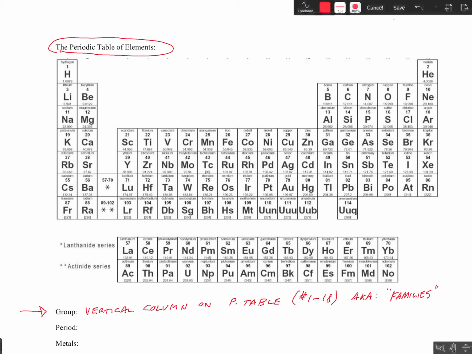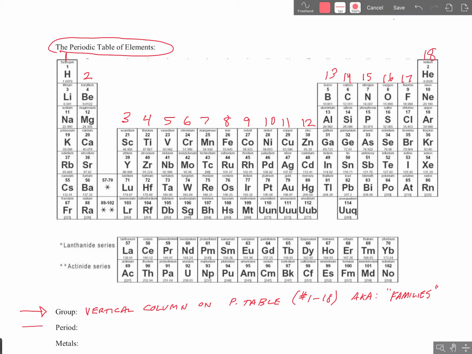So let's go ahead and number our groups. The first element in the first group is hydrogen. We're going to call that group number 1. And then beryllium is at the top of group 2. Scandium, group 3. Titanium, group 4. And then we're just going to go across, and you should end up, if you number it correctly, with 18 groups. So let's go ahead and do that quickly. Boron is at the top of group 13. 14, 15, 16, 17, and 18. Helium is at the top of group 18. So there are 18 groups on the periodic table, and we identify them by numbers.